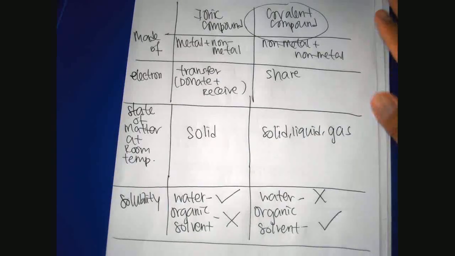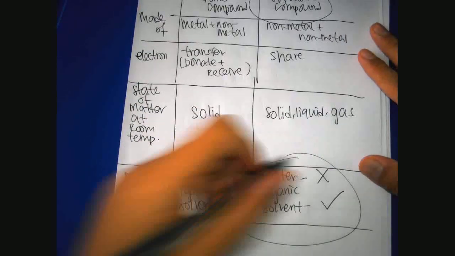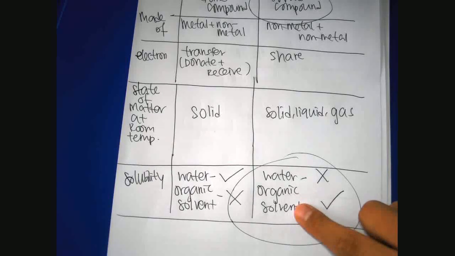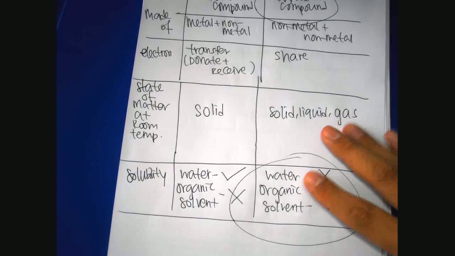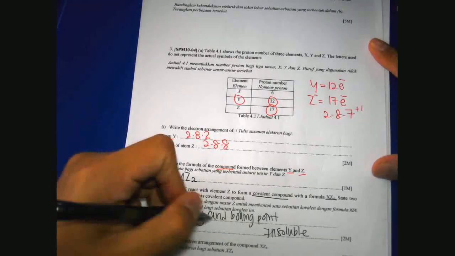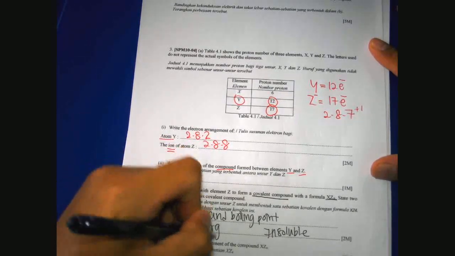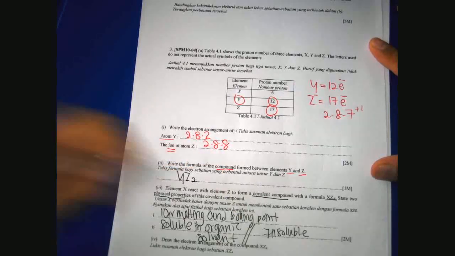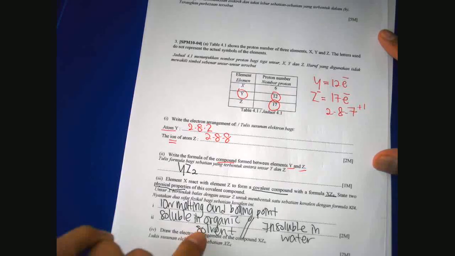If we refer back to our list, for covalent compound, if you talk about solubility, in water they are insoluble, but in organic solvent they are soluble. So you can either write soluble in organic solvent, or you can write insoluble in water. You don't need to write both. You just write either one, you will get your mark.